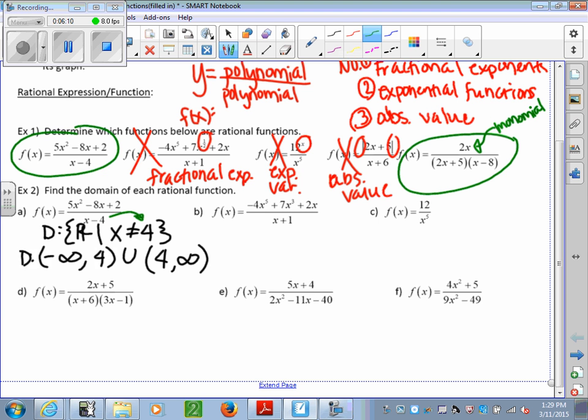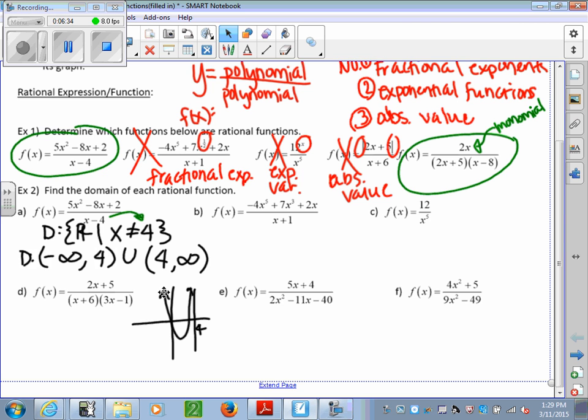So for this first one, we just looked at the graph and we saw it looks like this, down here. Okay, it looked like this, and we had this vertical line at x equals 4. And then a parabola, it looks like that. That means this graph includes everything except for 4. So that was how we found it in the calculator.